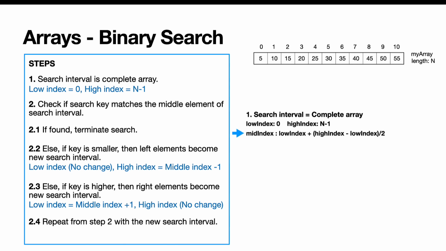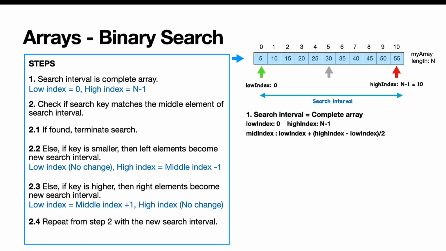The middle index is calculated using the equation middle index is equal to low index plus high index minus low index divided by 2. That is 0 plus 10 minus 0 divided by 2, which equals 5. Let's look at this on our array. So low index is 0. High index is n minus 1. That equals 10. The search interval is the complete array, that is, from index 0 to index 10. The middle index is index 5, which has an element value of 30.